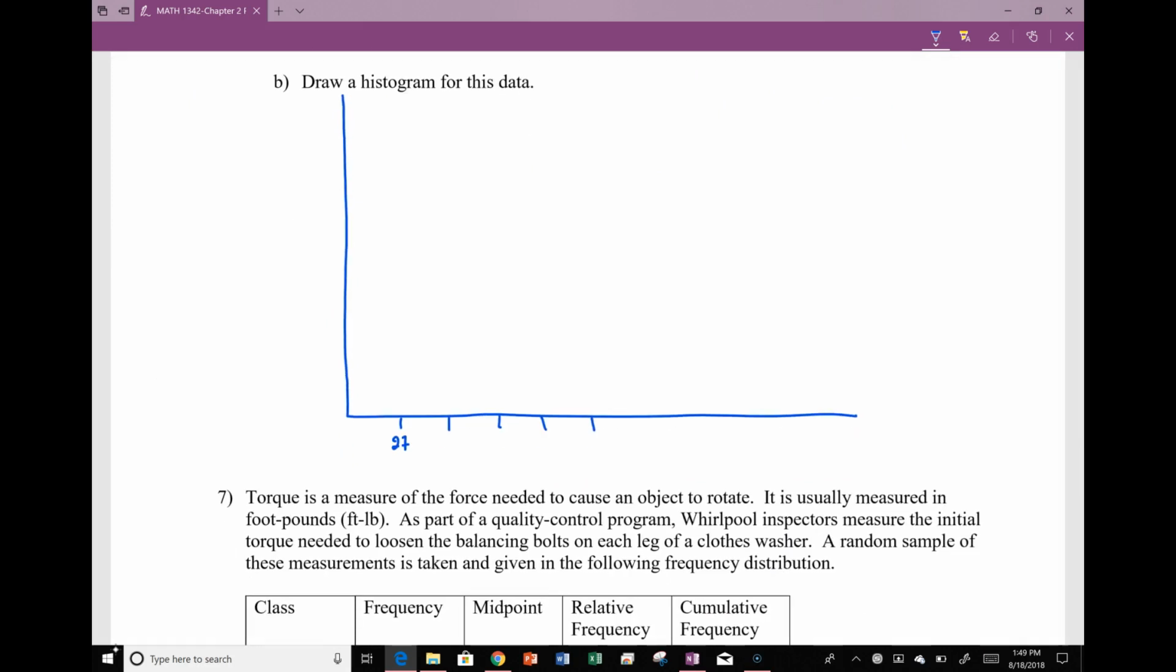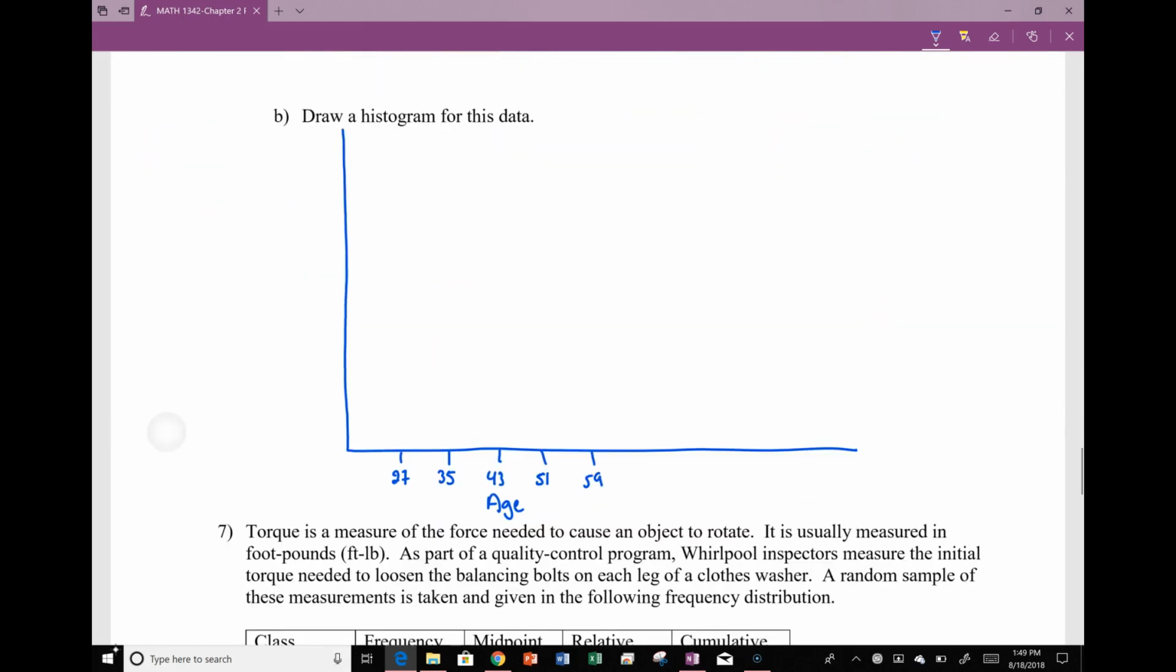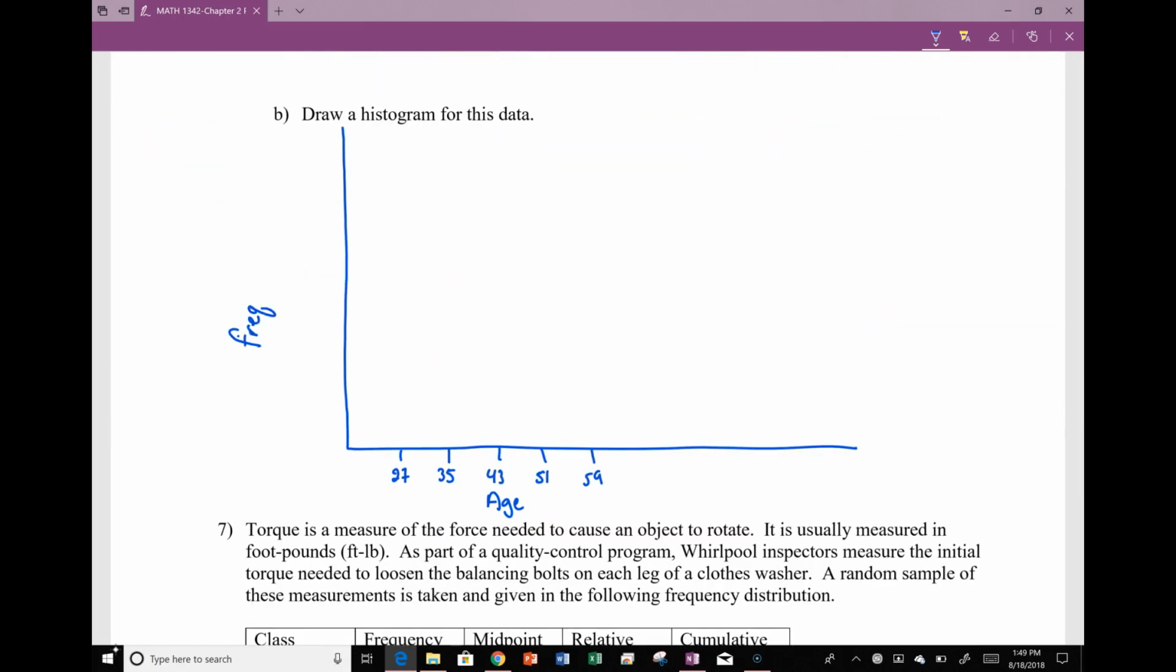My next lower limit was 35, 43, 51, and 59. And we are discussing the ages of these people. For a histogram, most of the time we're going to use frequency. So I'm going to go ahead and label my frequency here. My frequency goes anywhere from 5 to 10, but recall that we start at 0. So 1, 2, 3, 4, 5, 6, 7, 8, 9, 10. So each of these dashes represents one patient.